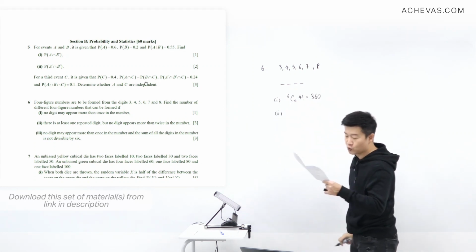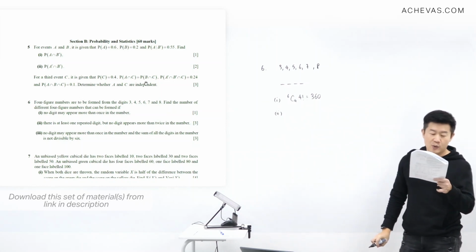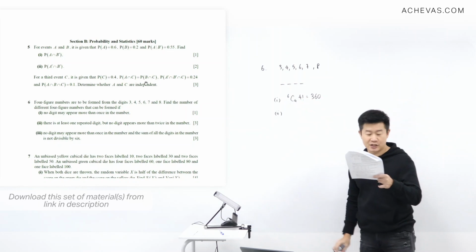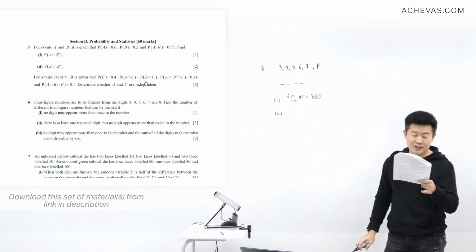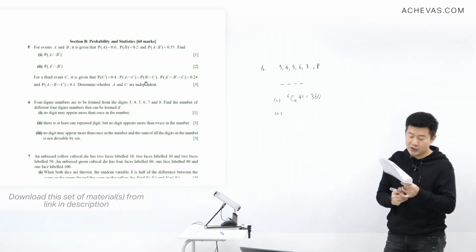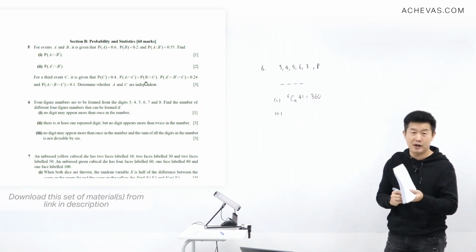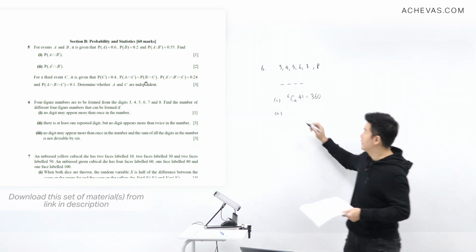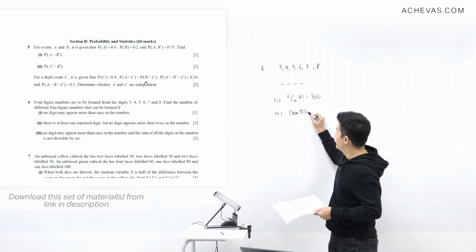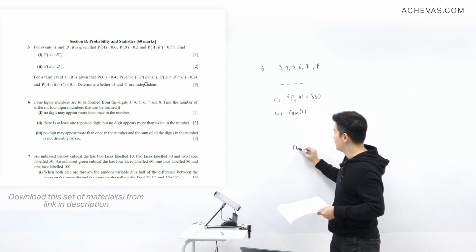Next, part 2. Okay, we want to find the number of different 4-digit numbers such that there is at least one repeated digit, but no digit appears more than twice in the number. There must be at least one repeated digit, and no digit must appear more than twice in the number. So there are actually 2 cases. Let me write them down. So case 1 and case 2.